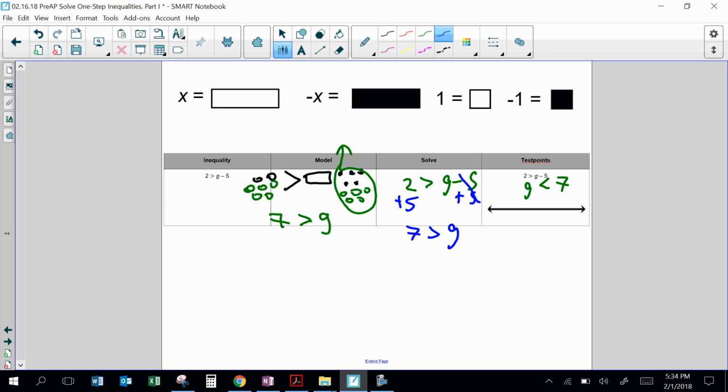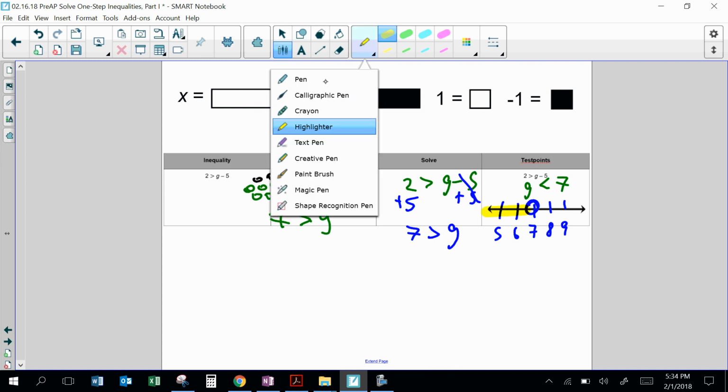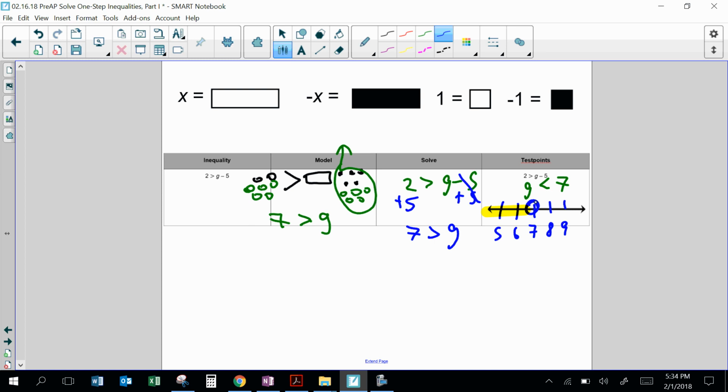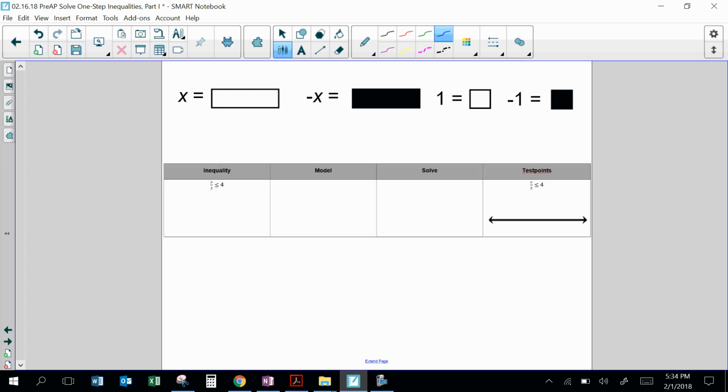Let's graph this. So this is a 7. What are two numbers larger than 7? 8 and 9. What two numbers are less than 7? 6 and 5. So if it's less than 7, can it include 7? No. Open dot. Now we need to highlight numbers lesser than 7. 5 and 6. And let's use our test point. Let's prove it. Let's pick 6. 6 minus 5 is 1. Is 2 bigger than 1? It is.